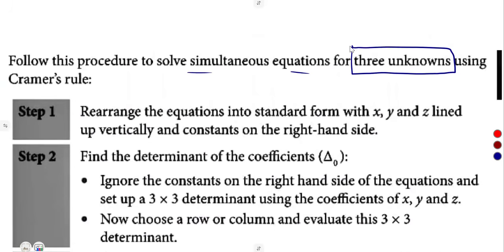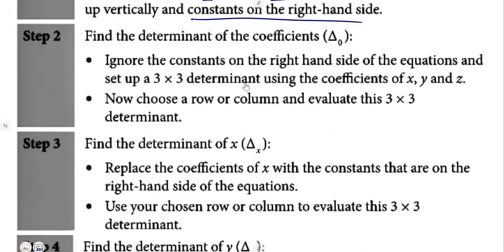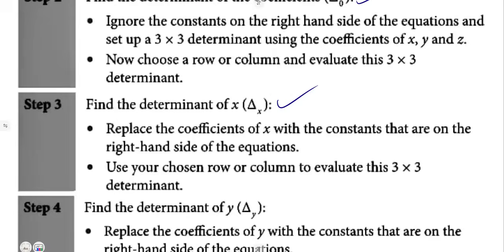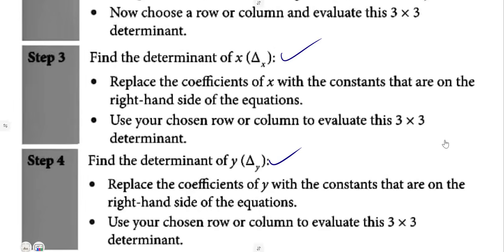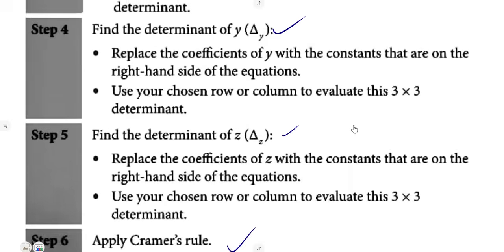So we can see that it is just like what we had for two unknowns. We have to rearrange the equations into the standard form. Remember our standard form: constants will be on the right-hand side, x, y, and z on the left-hand side in that order. Then determine the determinant of the coefficients, delta naught. You determine that for x, you determine that for y, and you determine that for z. Then apply your Cramer's rule as before. You can see that it is just a repetition.